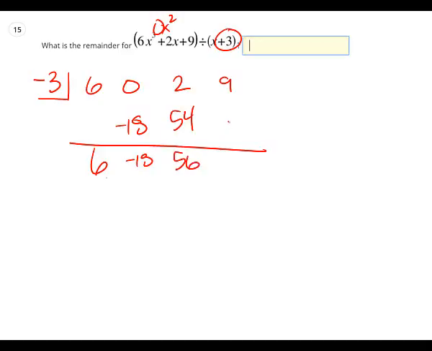2 plus 54 is? 56. This is a good time to use your calculator. Negative 3 times 56 is negative what? 168. Good. And then 9 minus 168 is negative 159. Yeah. We all agree with that? What happened? Never mind. You okay? Yeah. All right, so the remainder is just that number.